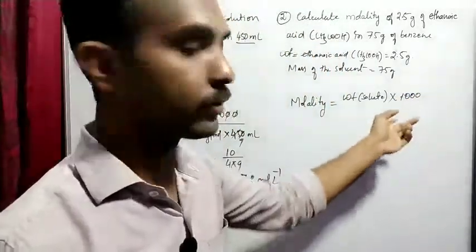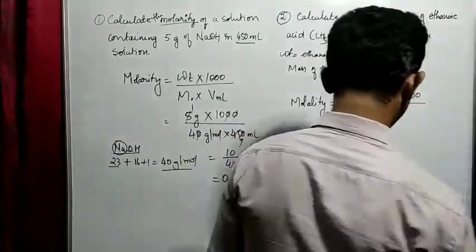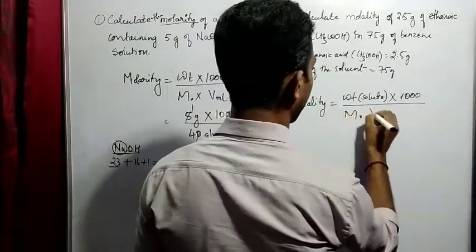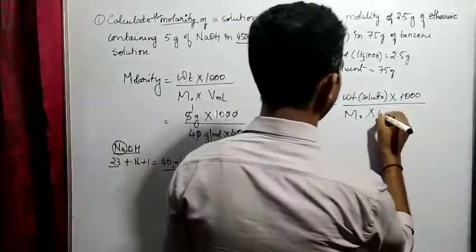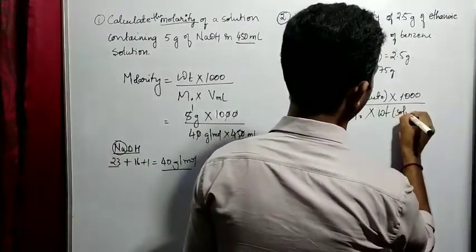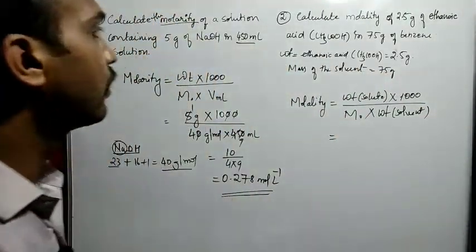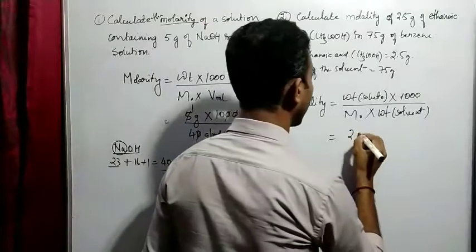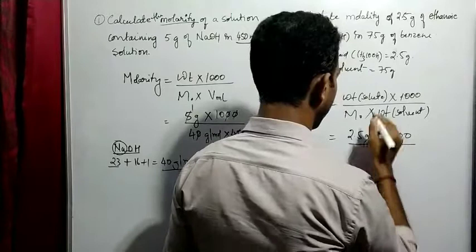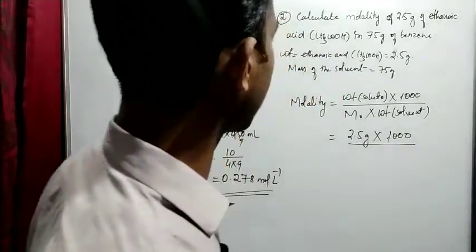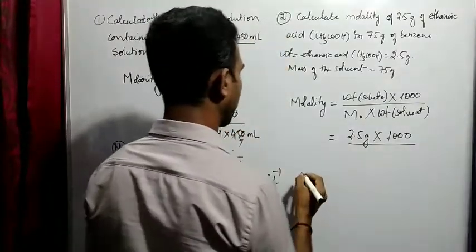So in the denominator we are dividing by that value, so it will come for the numerator. You know that it is divided by the molecular mass of that solute, and then the weight of the solvent, or else mass of solvent, right. So the weight of the solute we know, 2.5 gram into 1000, divided by the molecular mass. So the molecular mass of the ethanoic acid we can find out, right. So here we can find it out.